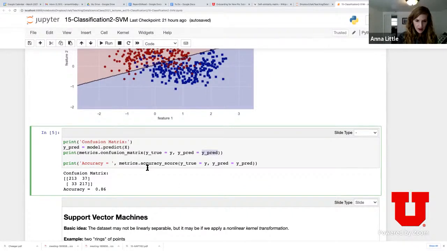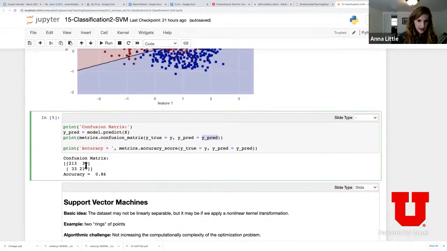Okay, and then we can call metrics.accuracy_score to see what kind of accuracy we're getting. And here's the confusion matrix. As you can see, most of the points are correctly classified and the accuracy is about 86%. You can read off the accuracy from the confusion matrix because the points that are correctly classified lie on the diagonal. So the accuracy would just be the sum of the diagonal elements divided by the sum of all elements in the matrix, or use the accuracy score.